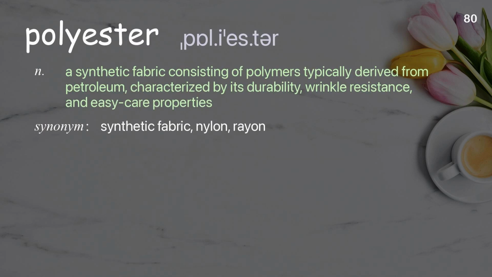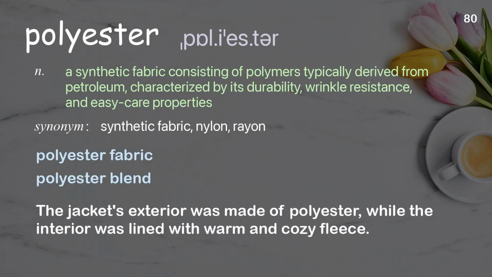Polyester. A synthetic fabric consisting of polymers typically derived from petroleum, characterized by its durability, wrinkle resistance, and easy care properties. Examples: Polyester fabric. Polyester blend. The jacket's exterior was made of polyester, while the interior was lined with warm and cozy fleece.